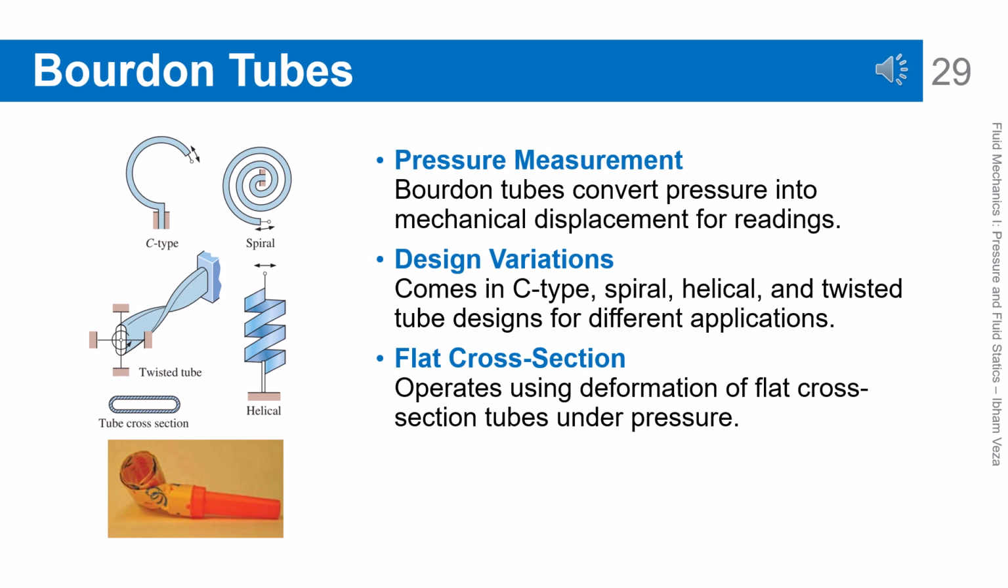Bourdon tubes overview. A Bourdon tube converts fluid pressure into mechanical displacement that can be read by a pointer. When pressure enters the tube, the flattened tube tends to straighten. This shape change is then translated into pointer movement on a scale. There are various designs, such as C-type, spiral, and helical for different pressure ranges. This principle is widely used in industrial pressure gauges.